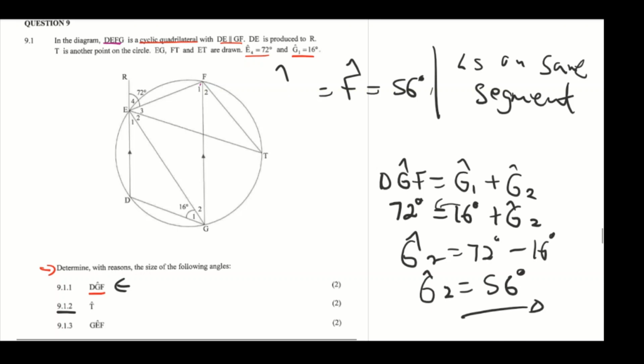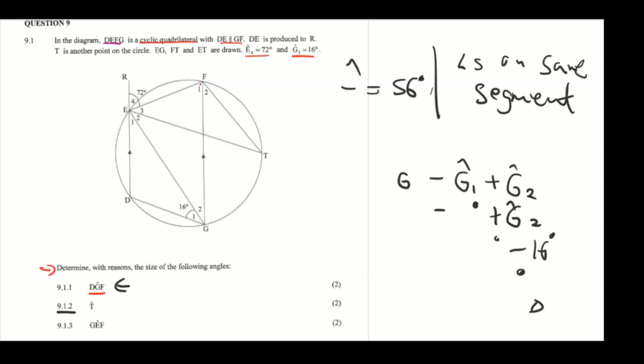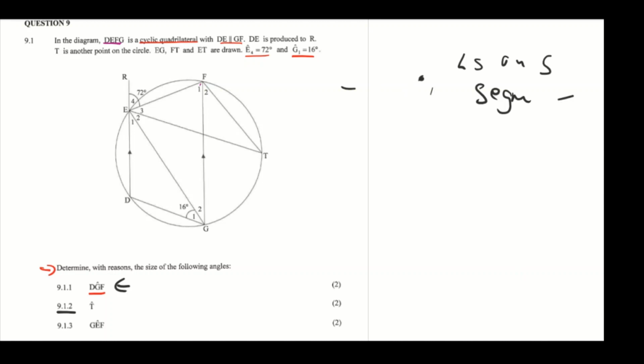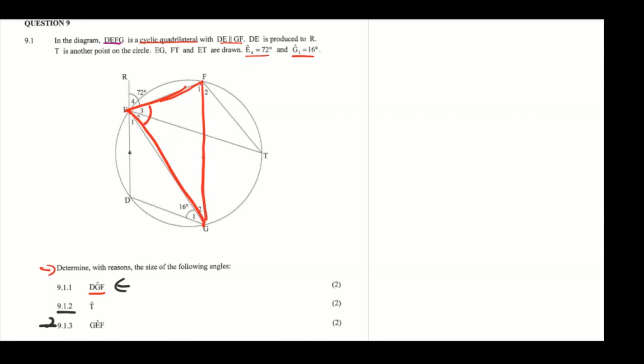So now let's go down to finding GEF, which is the next question, 9.1.3, right? So we're asked to find GEF. What is GEF? Let's look. G is this one, E is this one, F is this one. So we're having something like this, and we're asked to find this angle here.